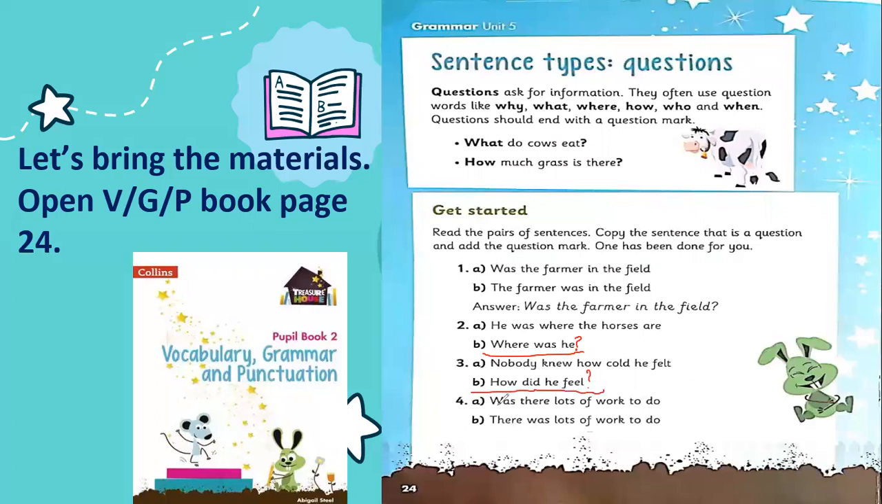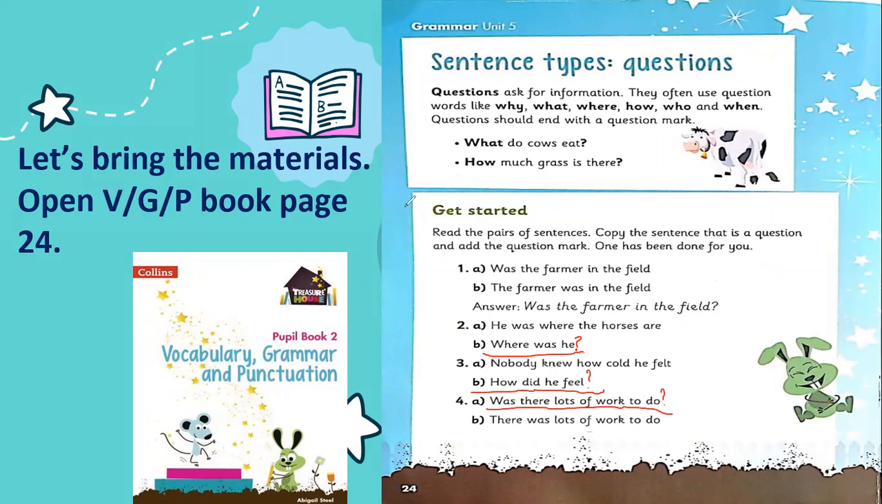Now number 4, was there lots of work to do? Now B says there was lots of work to do. So A definitely is the question. And what do we do? We underline it. Okay, so that is it, guys.